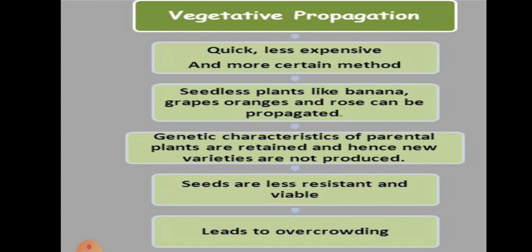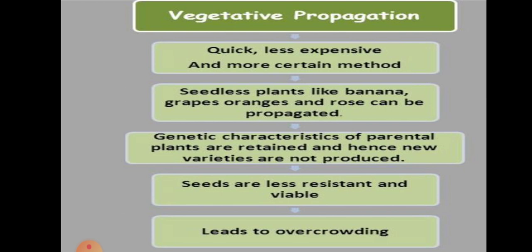Genetic characteristics of parental plants are retained and hence new varieties are not produced. Next advantage of natural vegetative propagation: seeds are less resistant and viable. For example, as I said, banana and grapes, so seedless plants. It will lead to overcrowding of the plants when you start natural vegetative propagation. So these are the advantages.